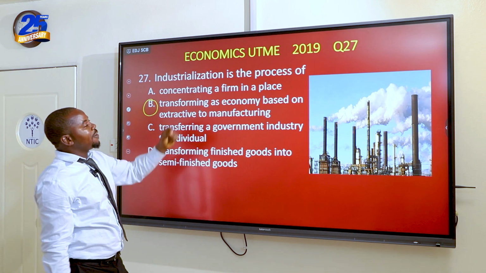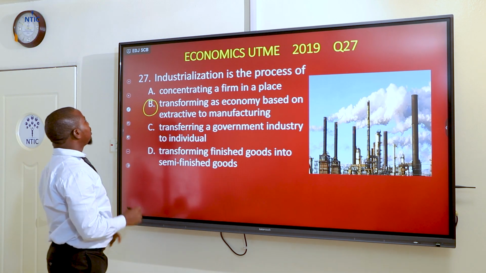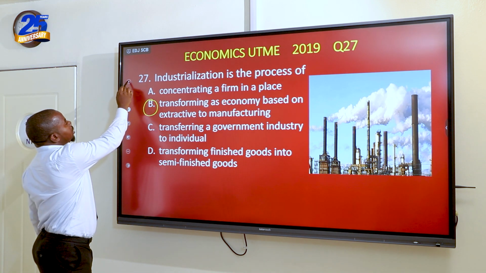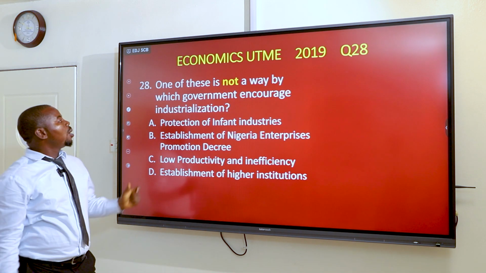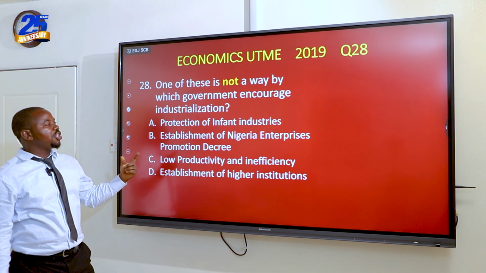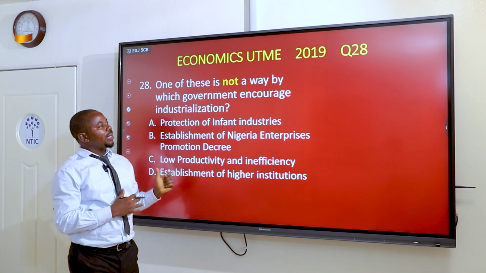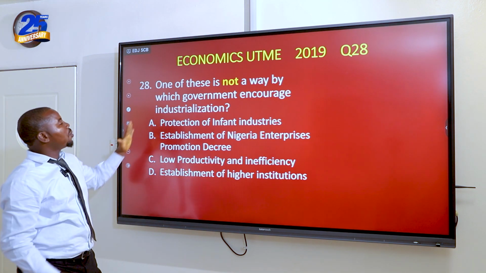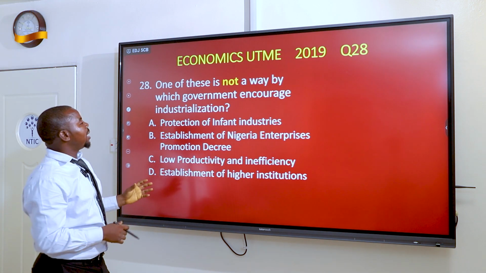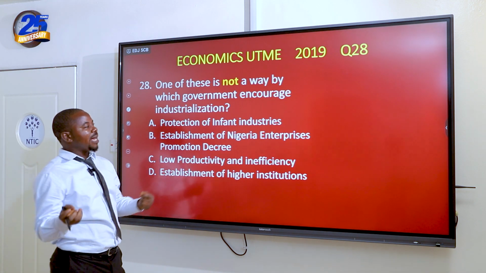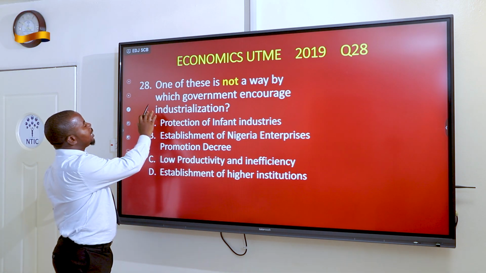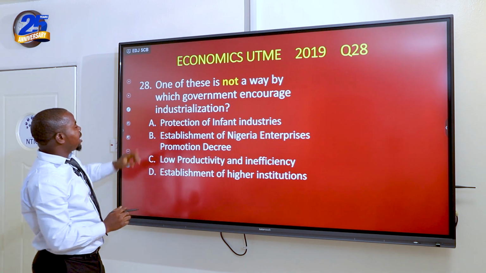Then A, concentrating a firm, that one has to do with localization of industries. So the correct answer is option B. So the next question, 28. One of these is not a way by which government encourages industrialization. We just learned from the previous question what industrialization is all about: transforming an economy based on extractive, that is mining, farming, and the likes, to more of manufacturing. So in this case, which one will not encourage industrialization?